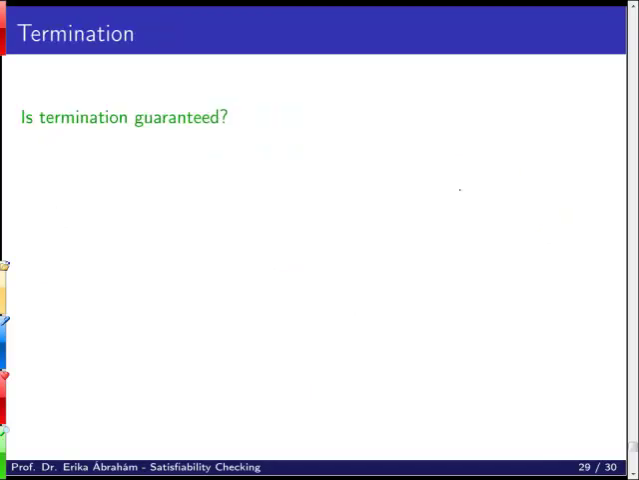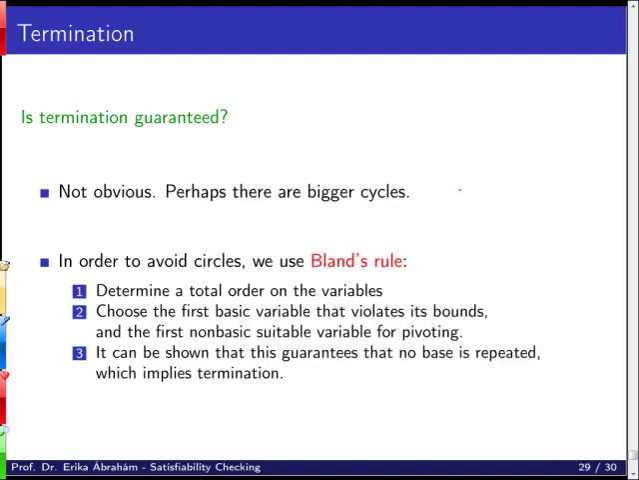But there might be longer cycles where it can happen, and there is Bland's rule. It's a very simple rule which assures termination. And this says that if I have a choice to choose a variable, then I choose it according to a variable order. It means if I have to choose a basic variable, then I will choose the first one in this order that violates its bounds. And also if I choose a variable for pivoting, then I will take the first non-basic variable that is suited in this order. And then it will be complete.